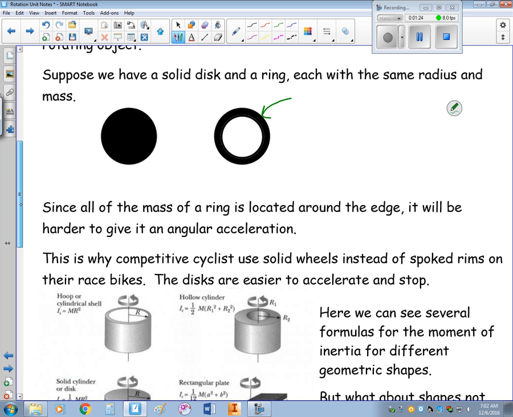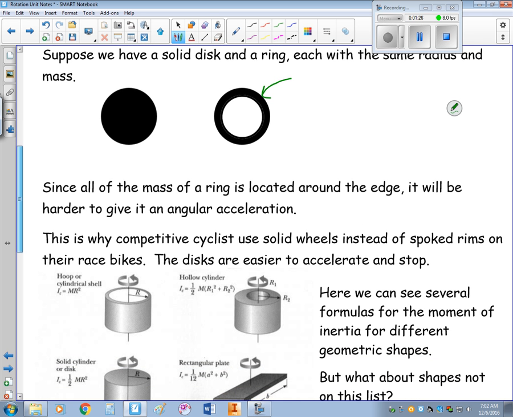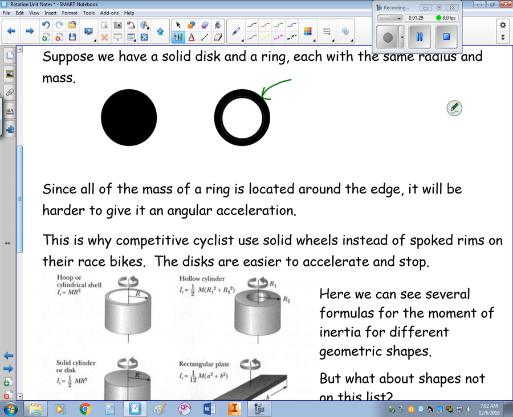So that's one reason when you look at competitive bicycling, you'll see that some of the wheels, or some of the cyclists, use solid wheels instead of spoked rims. It's easier to get a disc to accelerate and to get it to stop.